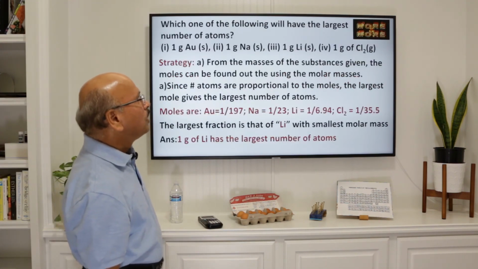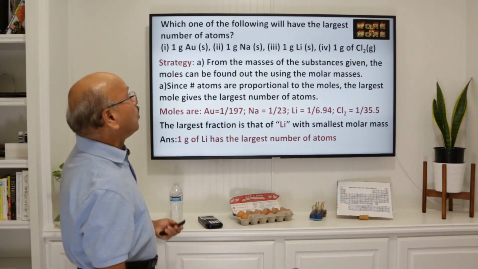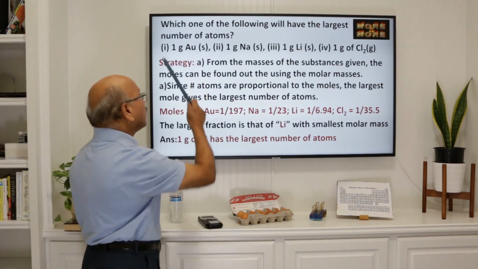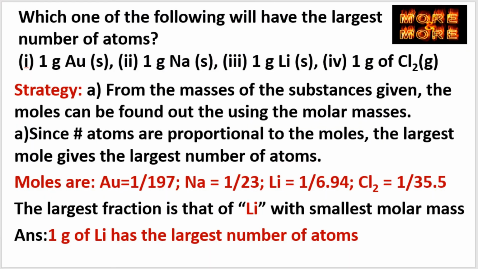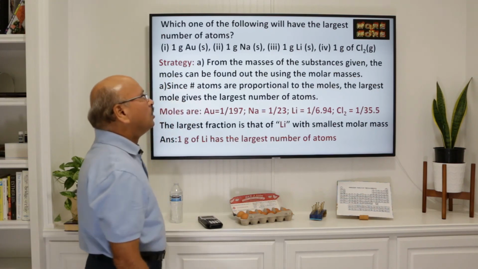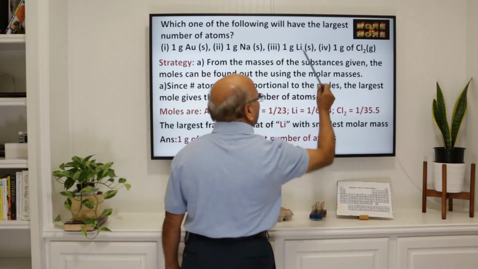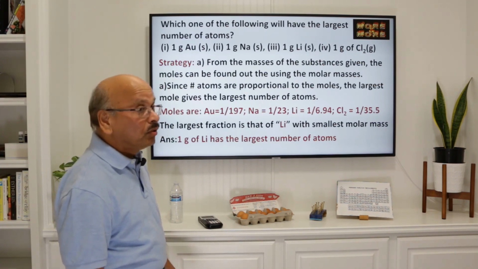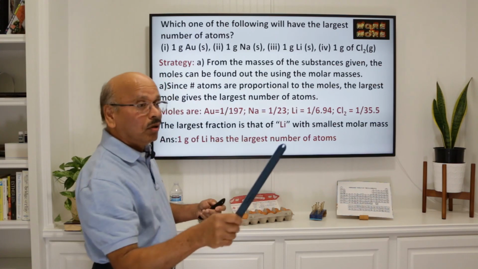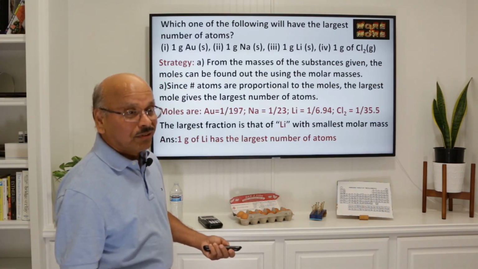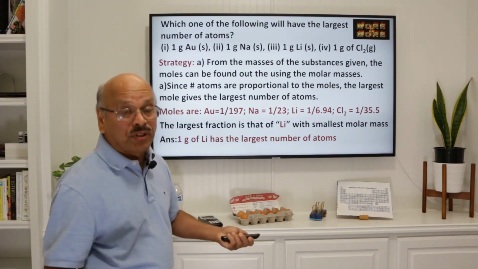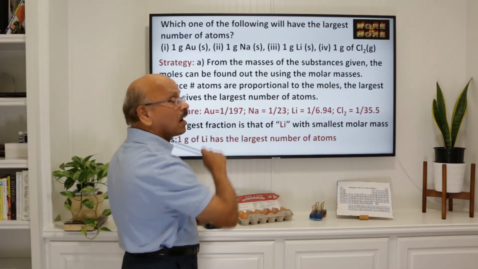Okay. Now, which one of the following will have the largest number of atoms? 1 gram of gold, Au. 1 gram of sodium, Na. 1 gram of lithium, then 1 gram of chlorine. So if you take 1 gram of each, how many atoms? We know that we can go from the mass to the mole to the number of atoms. Okay, but the moles and number of atoms are proportional. So it's only asking about a comparison.